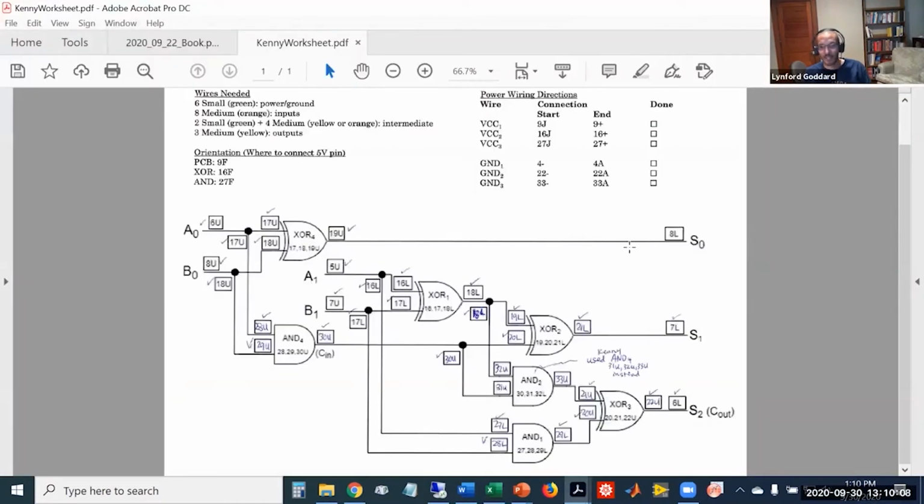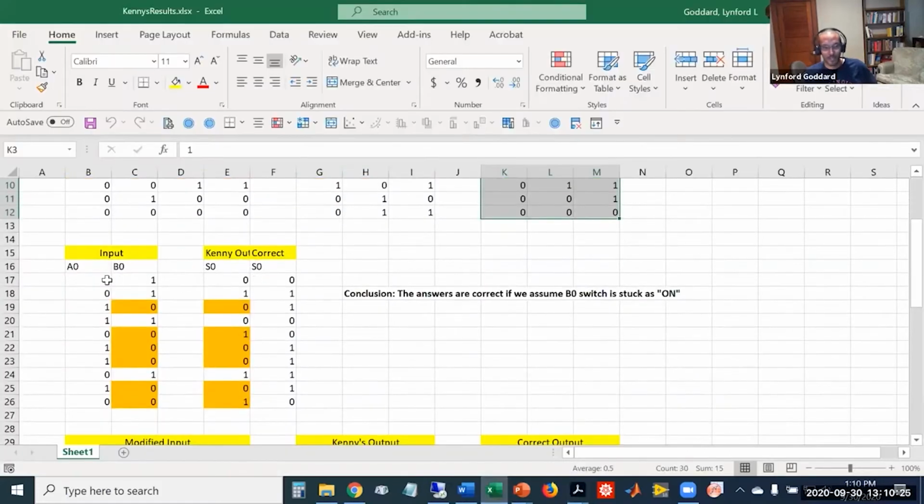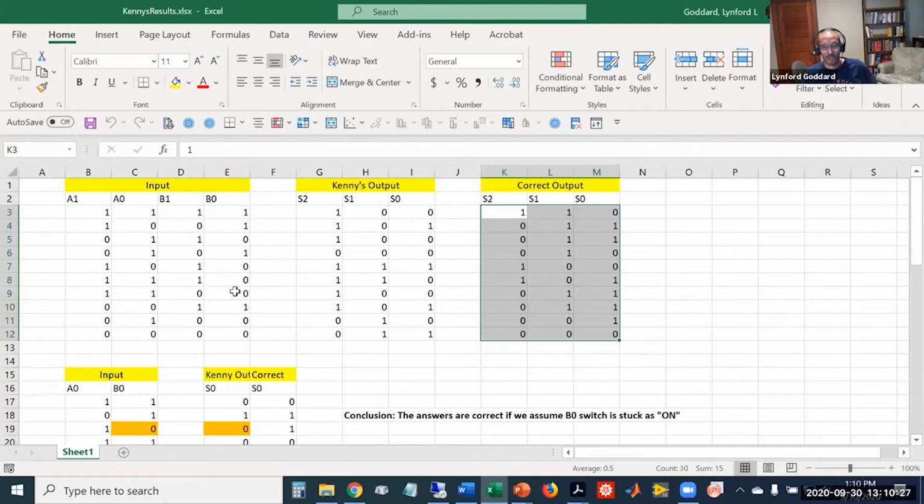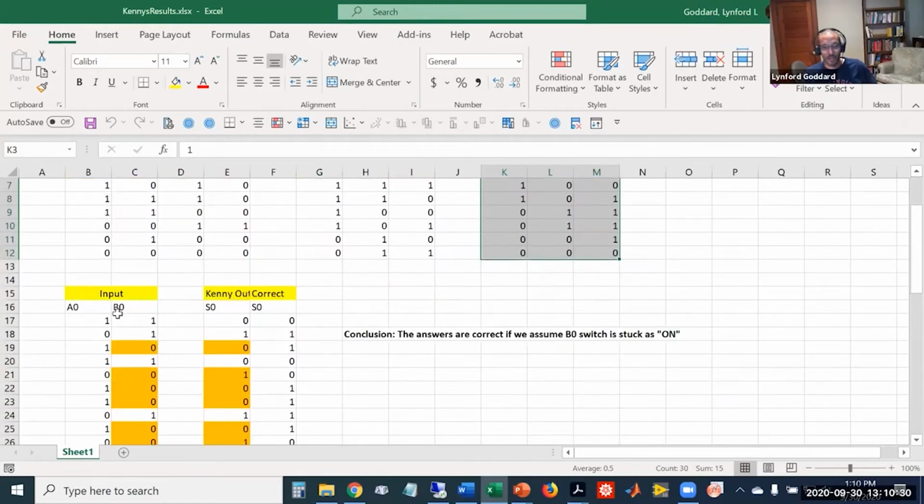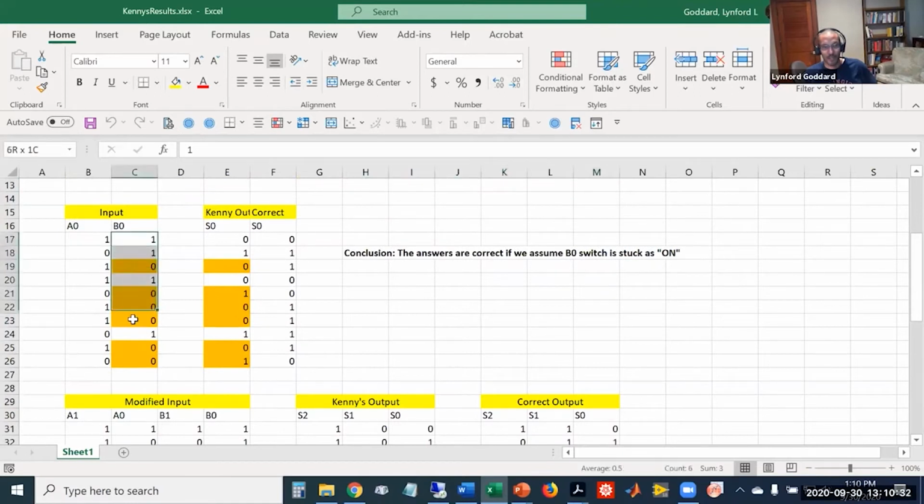the easiest thing to check is S0. So the output of S0 is just the exclusive OR of these two inputs. So regardless of whether the rest of the circuit is correct, we can check to see if this very simple block is displaying correctly. And what I saw in the Excel spreadsheet, if I just look at the first two inputs and the output, is that he was getting consistently wrong outputs, and the ones that were wrong were always the case when B0 was equal to 0.